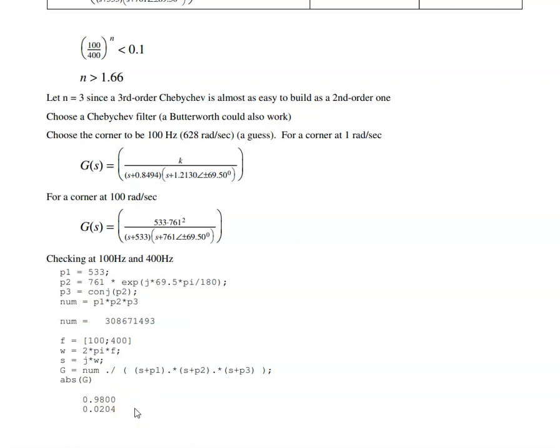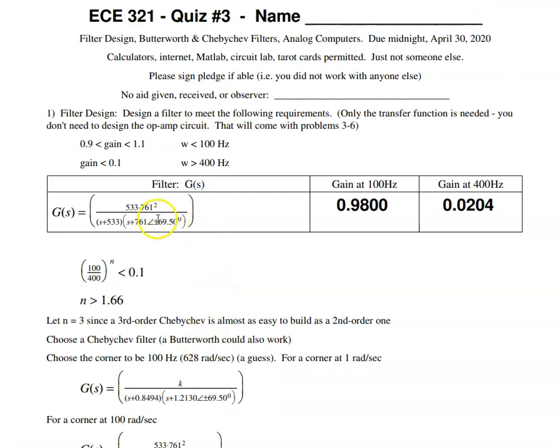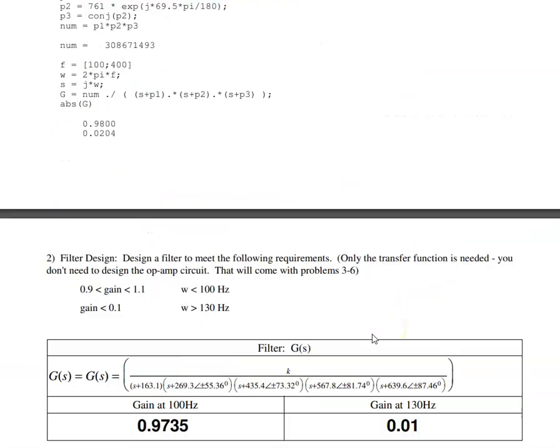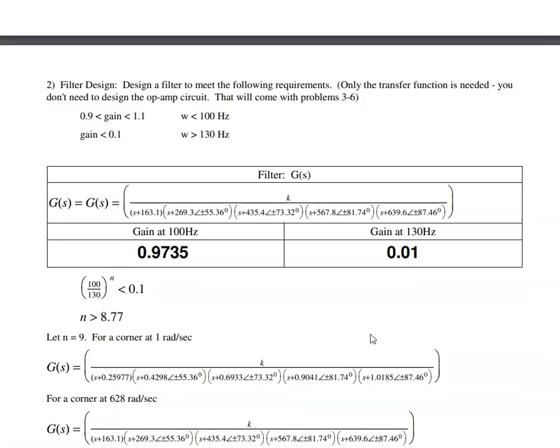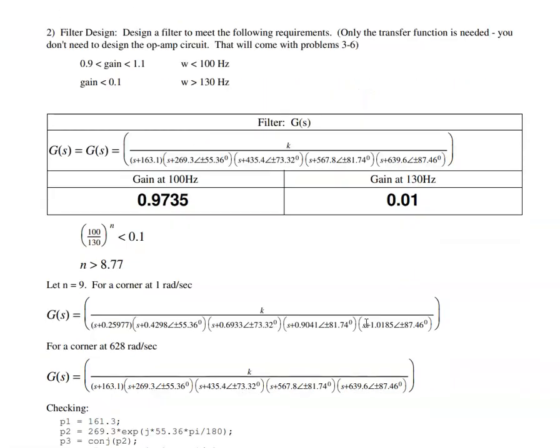I'm done. So the net result is, here's one possible filter you could choose. There are lots of other ones. If you choose that filter, then at 100 Hz, the gain is 0.98, meeting the requirements. At 400 Hz, the gain is 0.02, meeting the second requirement. Something to note: if you have a 4:1 ratio in frequencies, that's actually fairly easy to design.